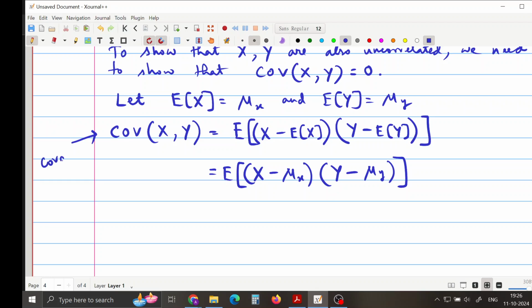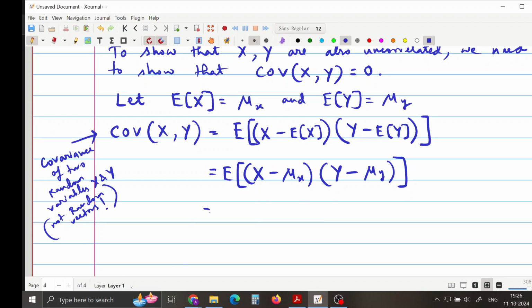This is covariance of two random variables x and y, not random vectors. Okay, so no transpose, that's why.